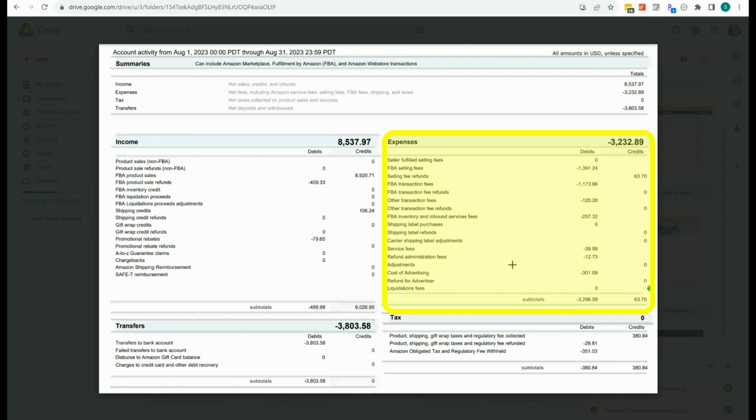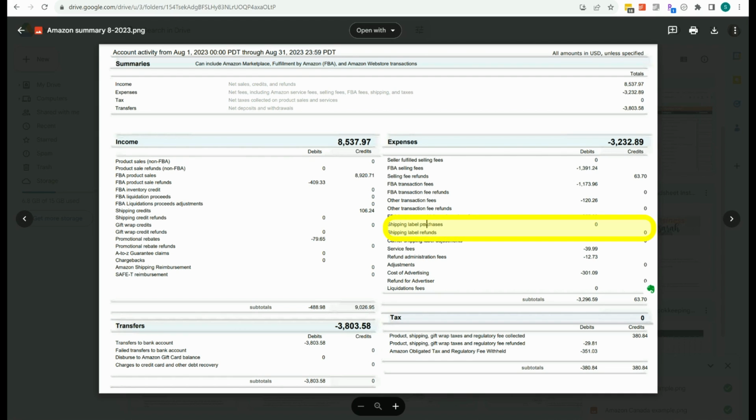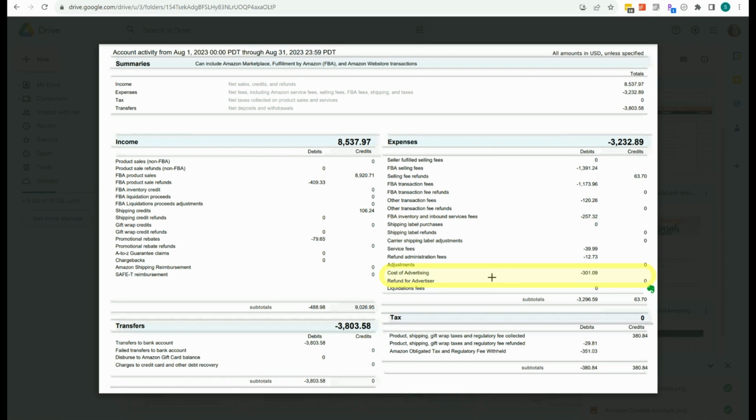In regard to expenses, this is a personal preference, but I like to break out shipping. So shipping label purchases and refunds, I do combine those together. Advertising, so in this case, $301 in advertising. And then all the rest of the expenses, I combine together and just call that selling fees. Let me finish going through this page as well.